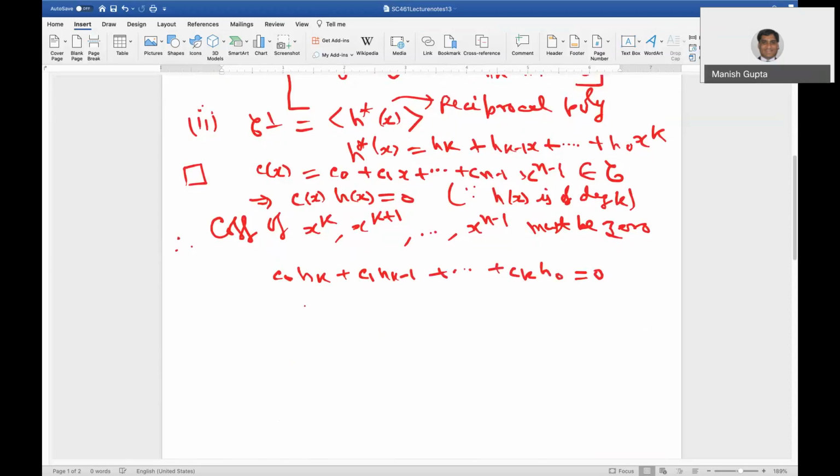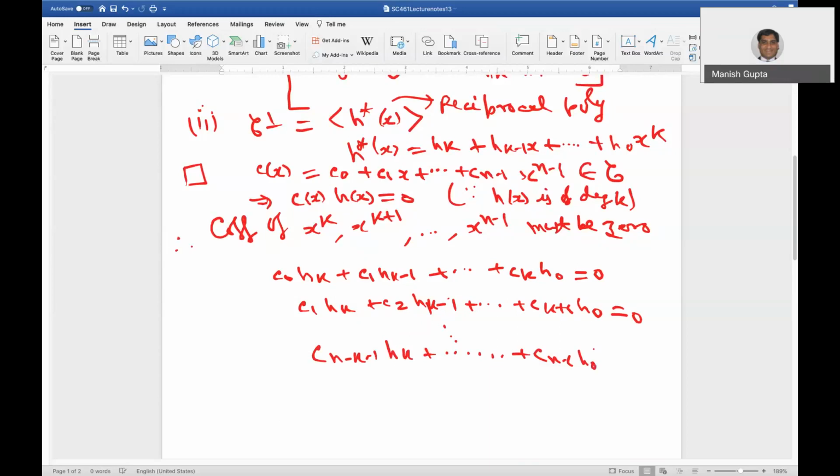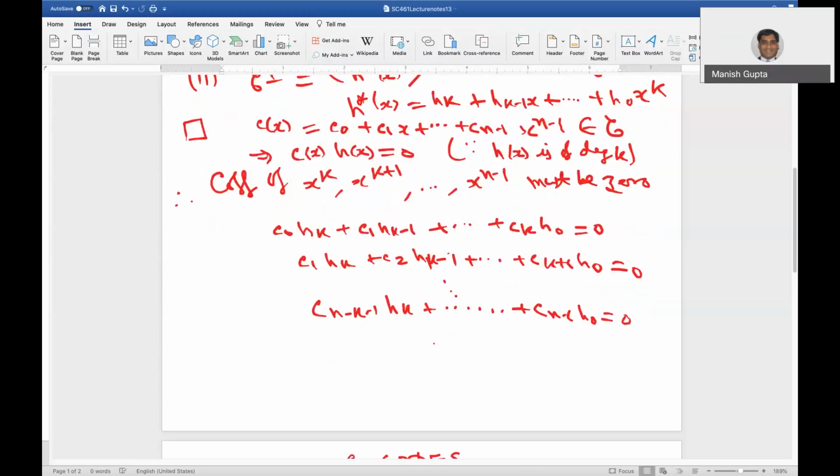Then c1 hk plus c2 hk minus 1 plus dot dot dot c(k+1) h0 is equal to 0, and so on, up to c(n minus k minus 1) hk plus dot dot dot cn minus 1 h0. So that means these coefficients must be 0. I have written the coefficients and their value is 0.